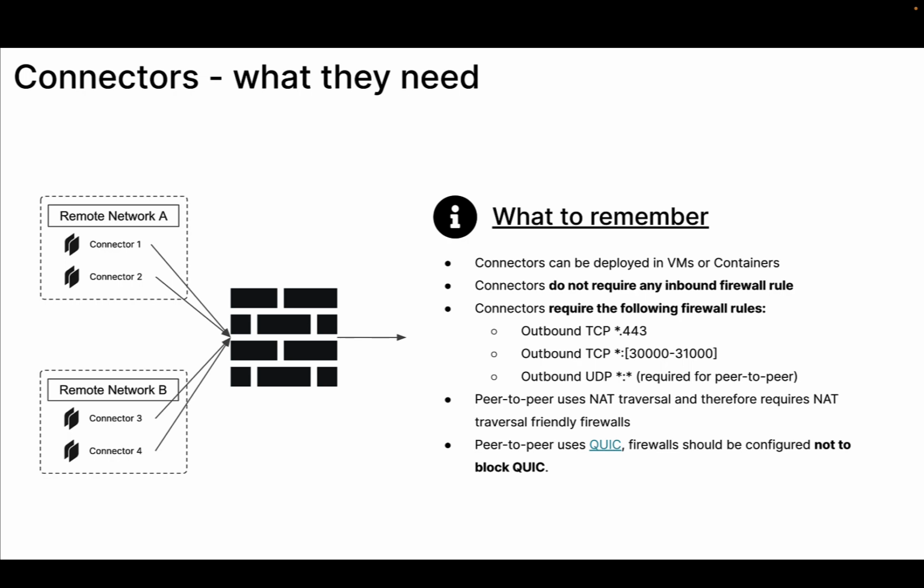The second thing that needs to be there is that connectors need to be able to outbound over UDP on all IPs and all ports. The reason for that prerequisite is because we allow for peer-to-peer traffic between TwinGate clients and TwinGate connectors by using something that is called NAT traversal via the STUN protocol.